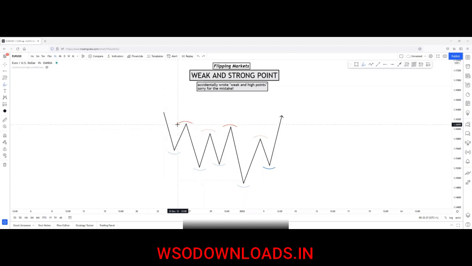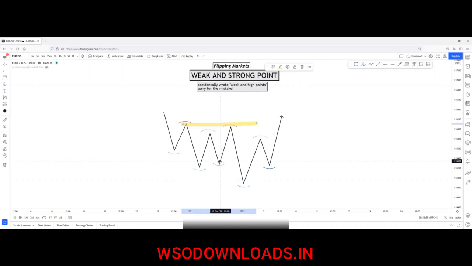We have this first strong high here, because this first strong high broke below the last weak low and broke structure to the downside here. This low will be weak because this low couldn't break above the last strong high. This proves this is weak. This high will be weak again because this high couldn't break structure to the downside and couldn't break the last weak low. So this is a weak high. This will be weak low again because this low couldn't break above the last strong high.